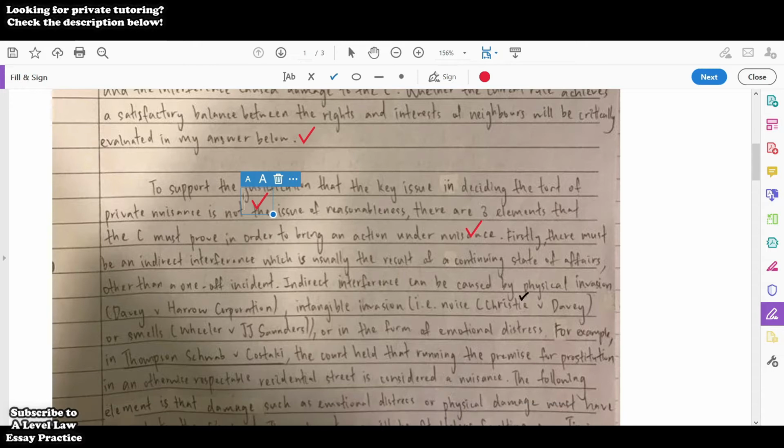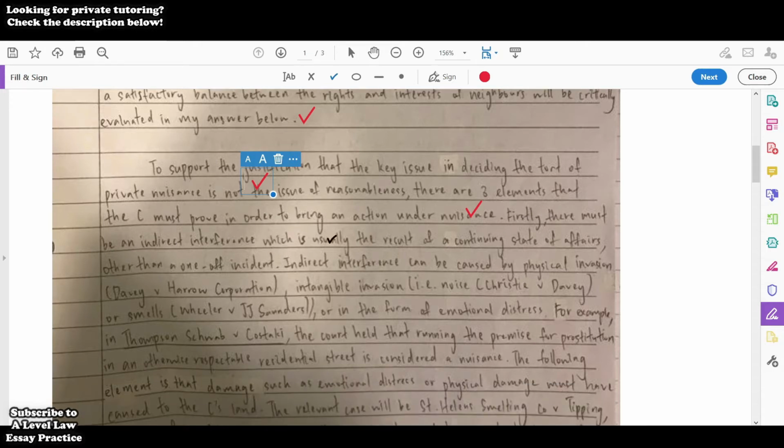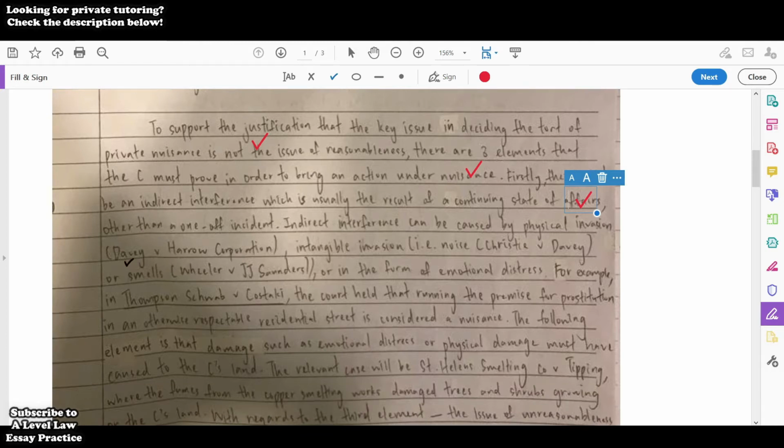Firstly, there must be an indirect interference, which is usually the result of a continuing state of affairs, other than a one-off incident, good. Indirect interference can be caused by physical invasion, under this case here, Davy, intangible invasion, noise, under Christie and Davy as well, or smell, or in the form of emotional distress, for example.